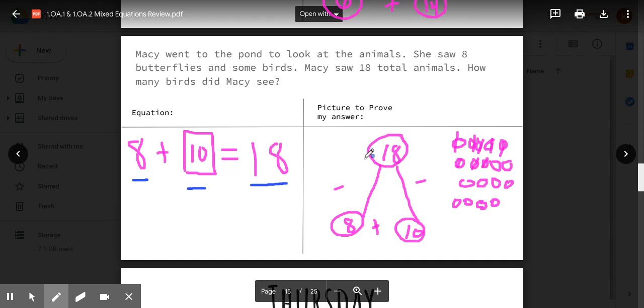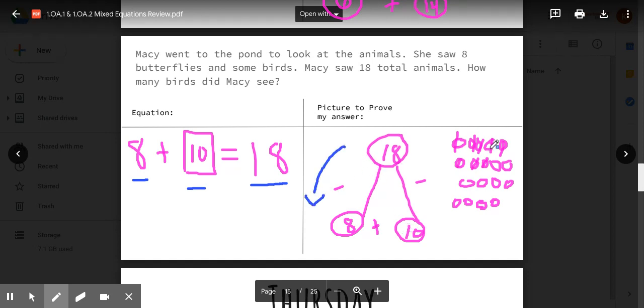For my picture to prove my answer, I drew a number bond. So 18 was my whole number. It was my total amount, so it goes at the top. 8 was one of my missing parts, and then the other missing part was left blank. Now to find that missing part, I did 18 minus 8.